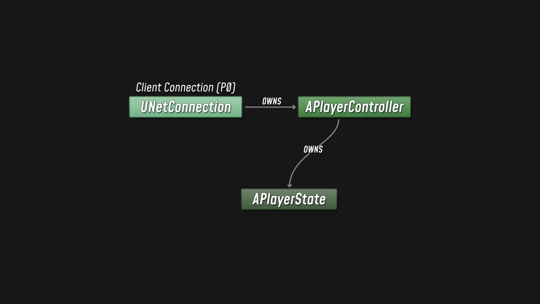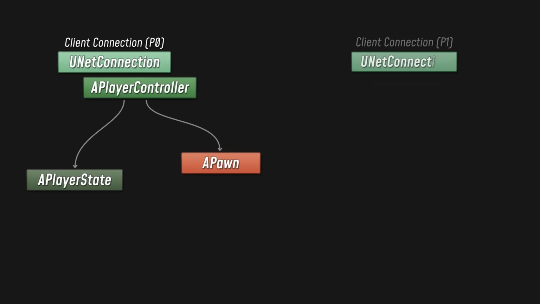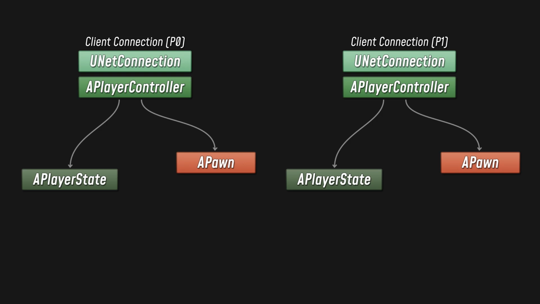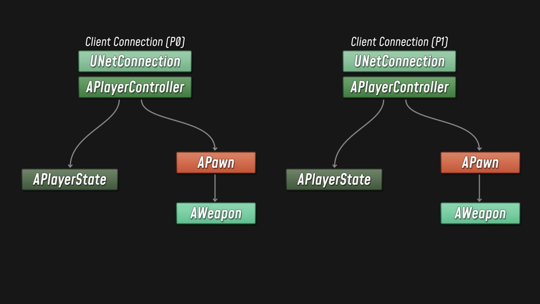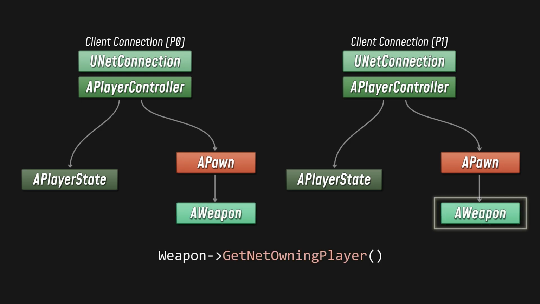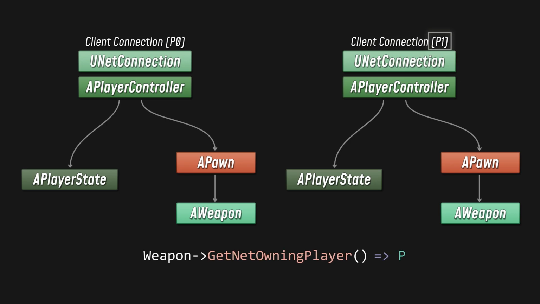Player controllers automatically own the pawn that they're possessing. So let's say that each of our player controllers has a pawn, and each pawn has spawned a weapon actor that it owns. The server can look at either one of these weapon actors, follow its chain of owner references back to the player controller, and figure out that the weapon actor belongs to a particular client connection.